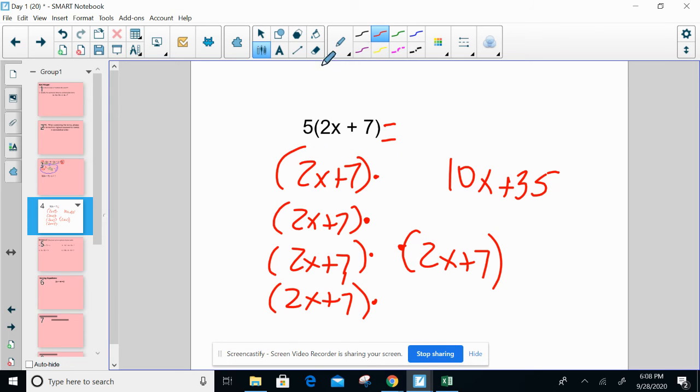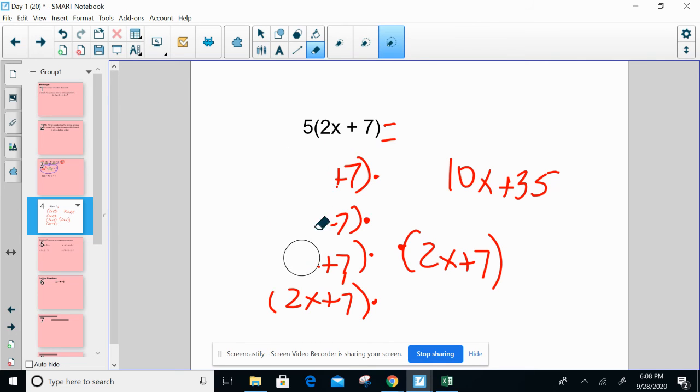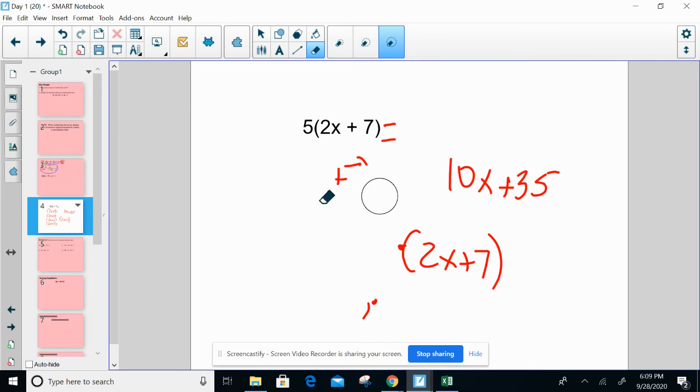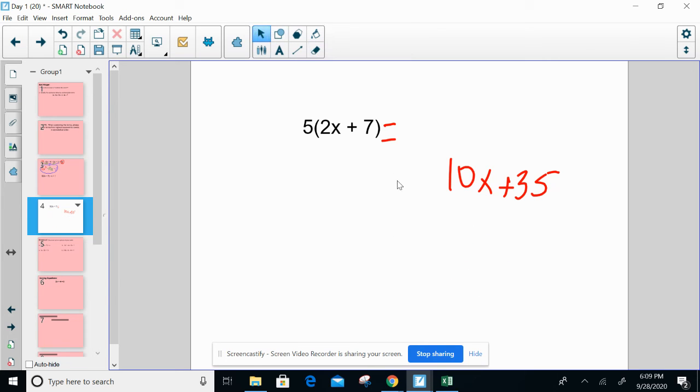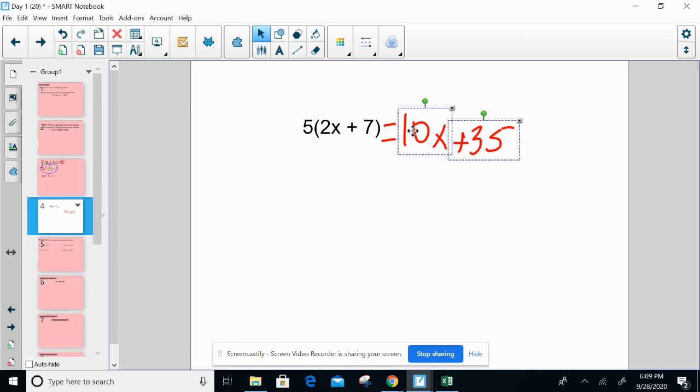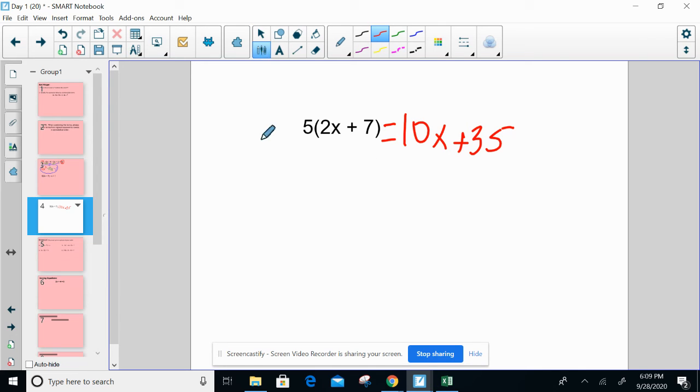But why don't you take a look at our answer? And this is called distribution. It's the distributive property. We're going to get more into it later, but hopefully that doesn't look completely unfamiliar to you. It should look familiar, as you did do it a little bit last year. And that is, look at this. 5 times 2x, 5 times 2 is 10. Right? And then 5 times 7 is 35.